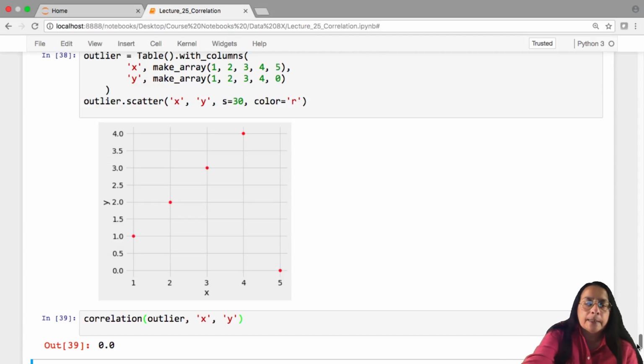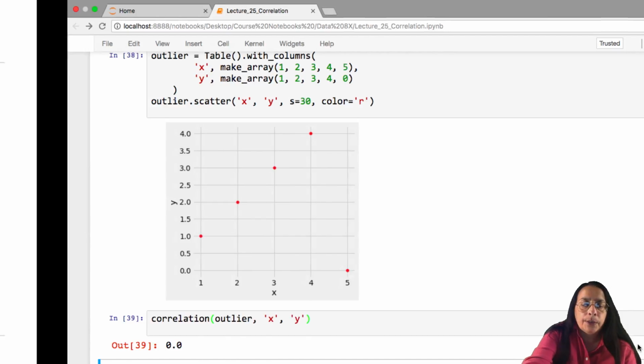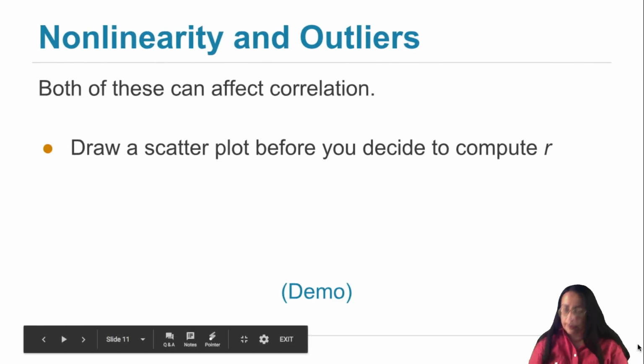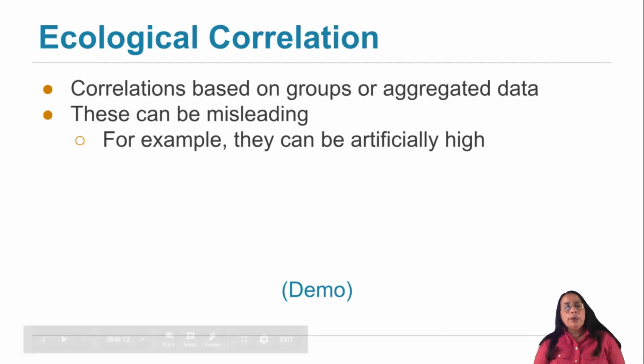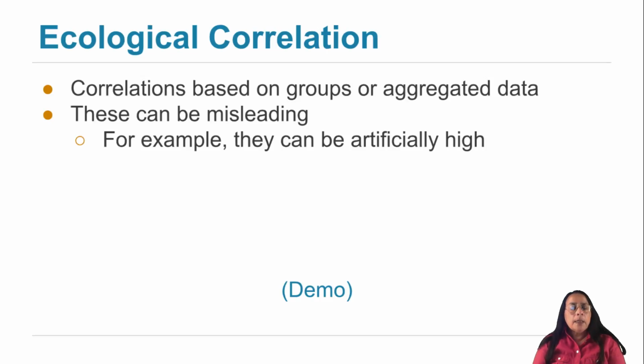One other aspect of correlations has to do with making sure that you look at the individuals on whom the variables are measured. Correlations that are based on grouping or aggregating data are called ecological correlations, and they can be quite misleading. Often they are artificially high. This will become clearer if we look at an example.